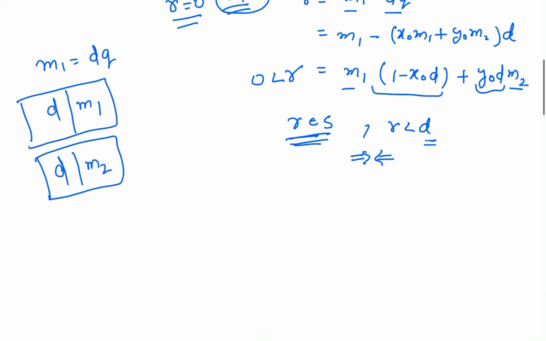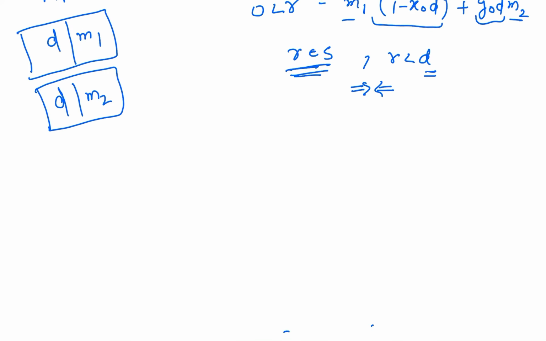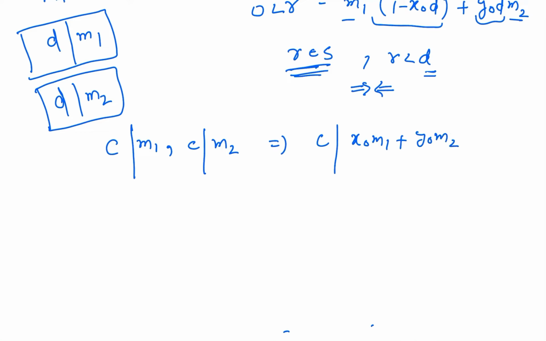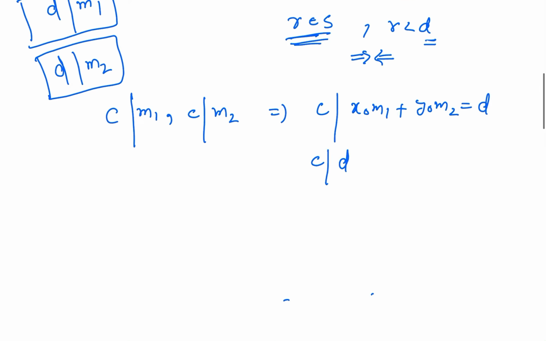Now let us prove the third thing: that if any other integer C divides M1 and C divides M2, that implies C divides X nor into M1 plus Y nor into M2, which is equal to D. That means C divides D. Hence we have proved that D is the GCD of M1 and M2.